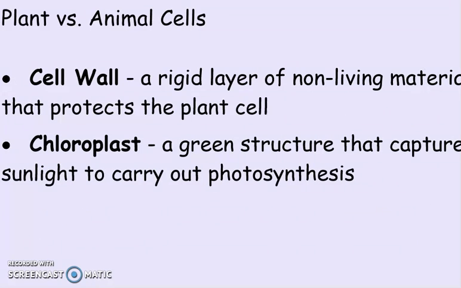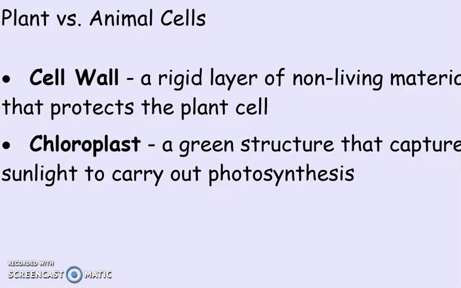The cell wall is a rigid layer of non-living material that protects that plant cell, so it's around the whole outside. And then the chloroplast is a green structure that's going to capture sunlight in order for the cell to go through photosynthesis. So we know that only plants go through photosynthesis to get their own food. We as humans do not. We have to eat our food.